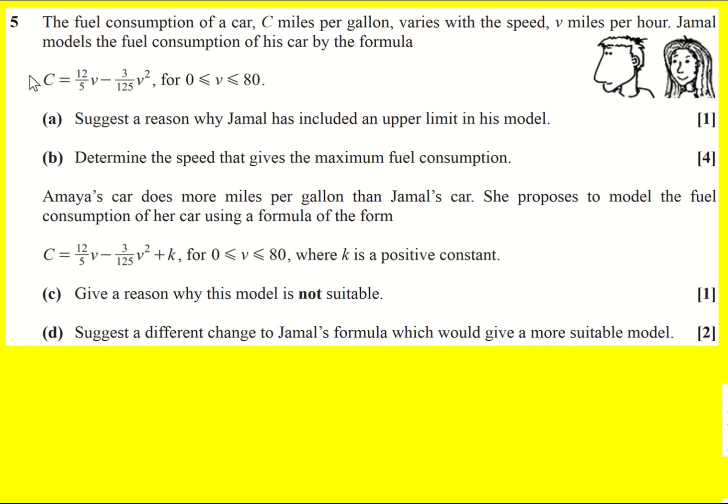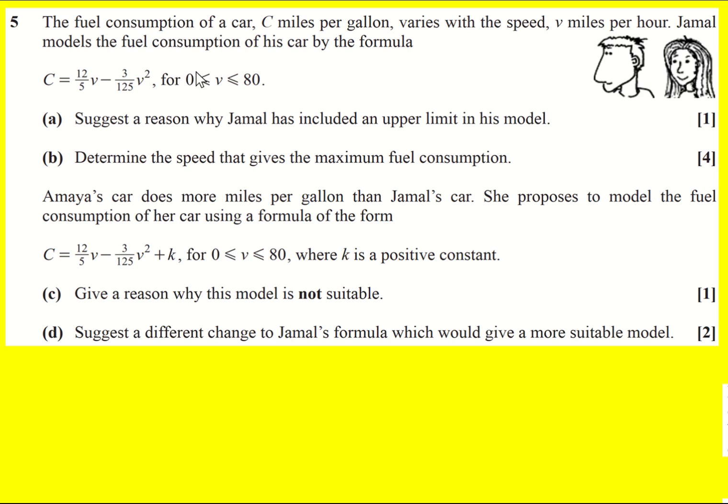We are given here a formula for C in terms of V, with C being the fuel consumption in miles per gallon and V being the speed in miles per hour. So this is a formula that models that, and it's valid between 0 and 80. So suggest why Jamal's included an upper limit.